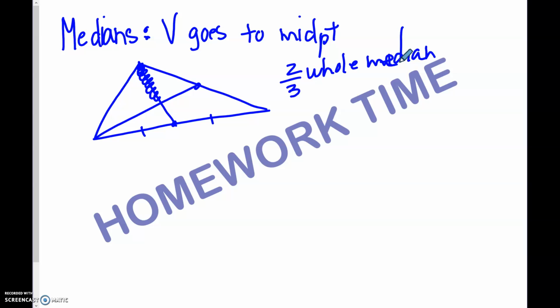What you guys have a tendency to do is, if you know that this is 10, you know this is going to be half of that, or 5. And the other thing: all medians meet in the interior.